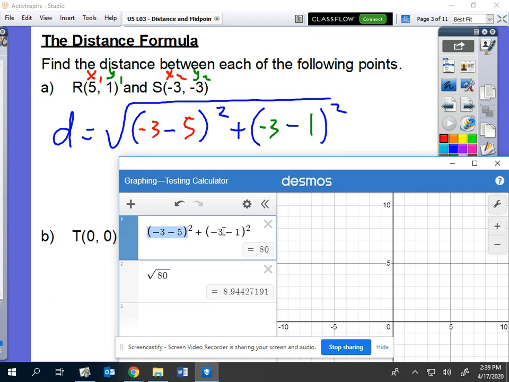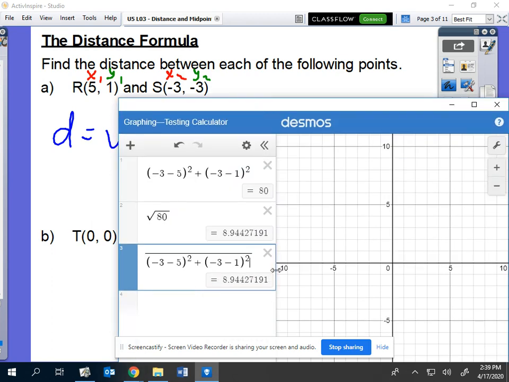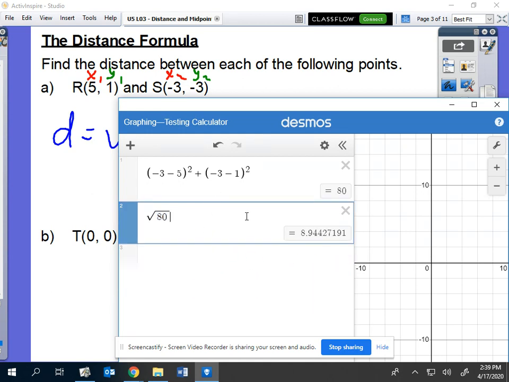Had you typed it in, I'll show you, I'll copy and paste here. Had you typed it in with the square root already, it would just give you the decimal right off the bat, and you wouldn't actually be able to know what that number was underneath it. So had you just had this third box here, you wouldn't actually know what that number was. So I like you to know what number you're plugging into the square root.